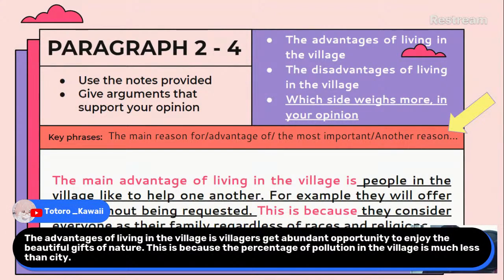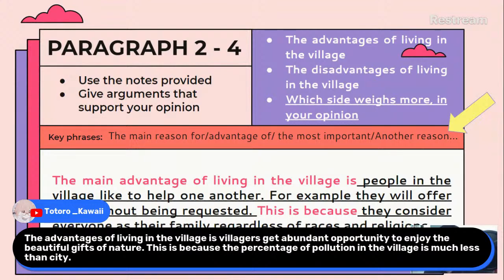Next we have Totoro. The advantages of living in the village is villagers get abundance of opportunity to enjoy the beautiful gifts of nature. This is because the percentage of pollution in the village is much less than city. Much less. Kenapa tak guna lesser than the city? Okay. So, bila kita tulis and then we check whether the word is correct and then we improve. Good. Jangan padam. We improve and improvise.